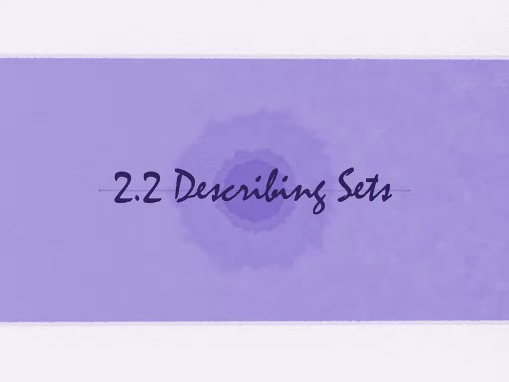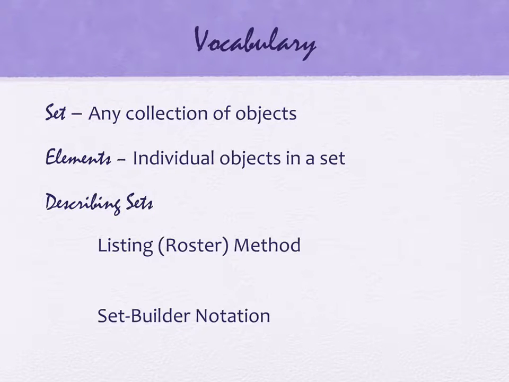In section 2.2, we're going to talk about different ways to describe sets. So the first thing that we need to talk about is what in the world I mean when I even use the word set? A set is any collection of objects.